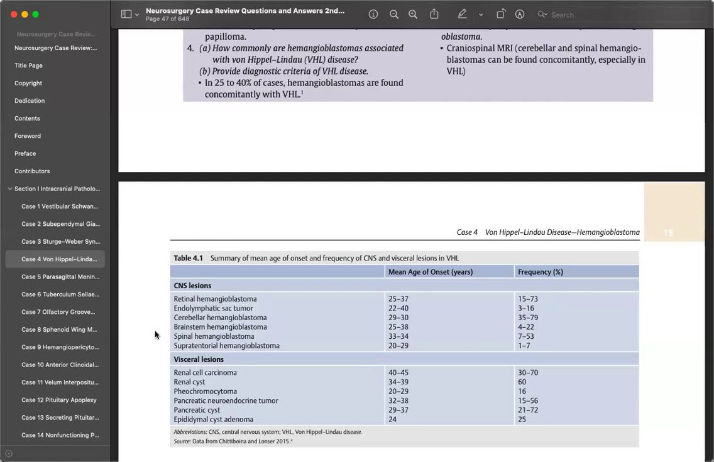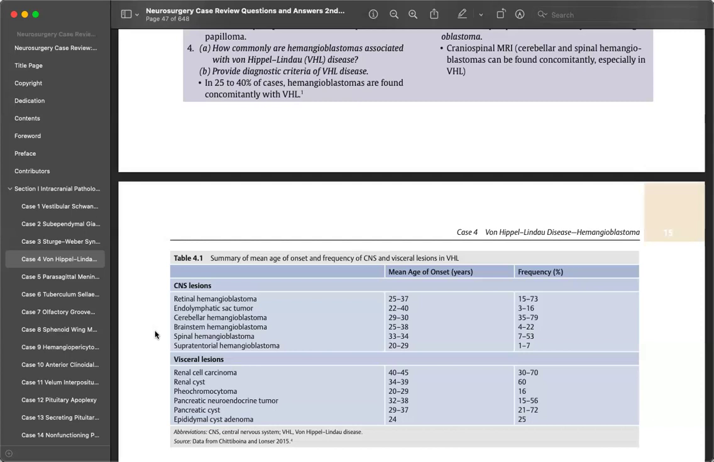Cysts are commonly associated with cerebellar, brainstem, and spinal hemangioblastomas. And an important thing to note is that the mean age of onset for patients with VHL with cerebellar hemangioblastoma is 10 years younger than that of sporadic ones. So of course, that means the age for sporadic is usually between 30 to 40 years, while that of VHL cerebellar is 29 to 30 years.